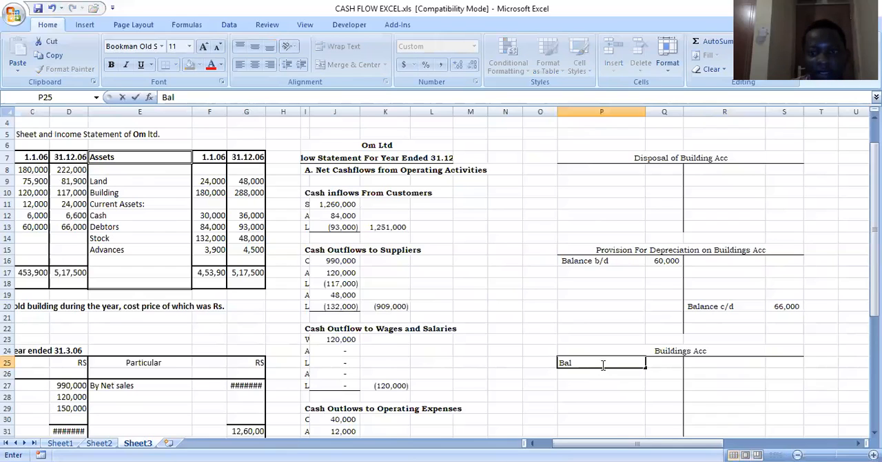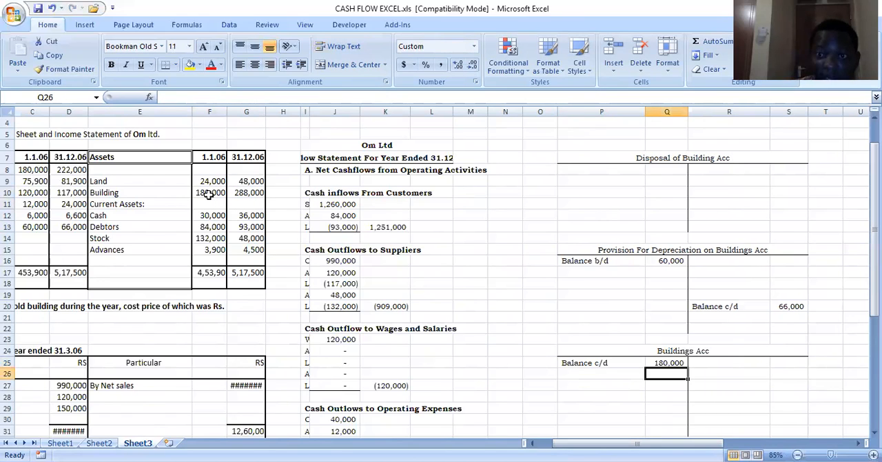So we have a balance brought down at the beginning of 180,000 shillings. At the end, we have the balance carried down, which is 288,000 shillings. So the closing balance of buildings is 288,000 shillings.